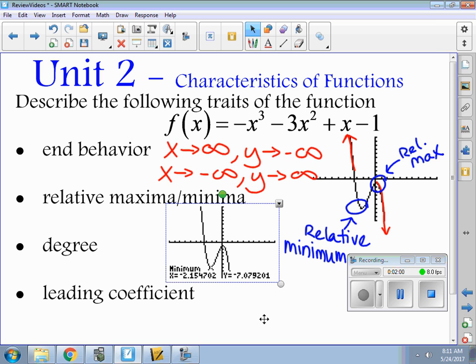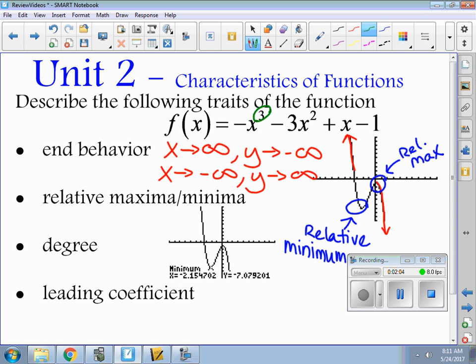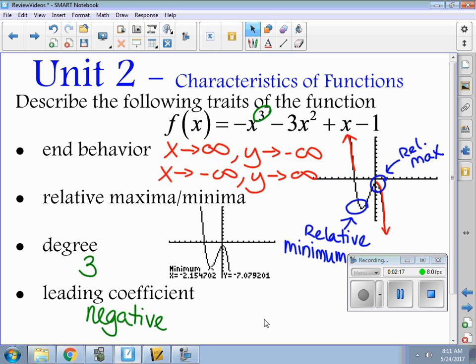Okay, degree of the function. Remember, the degree of the function is the highest exponent. It will be the leading exponent if you have it in standard form. So the degree here is 3. And I just wanted to point out that the leading coefficient in this one was negative. And what that means is the graph will end up going down at the end on the right side because it's negative. If it's positive, it will end up going up.